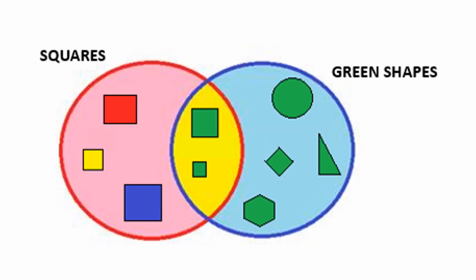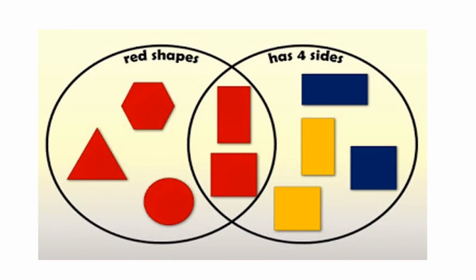We can use Venn diagrams to sort shapes using different categories. So have a look at this completed Venn diagram. We can see the categories are squares and green shapes. So all the squares go on one side, all of the green shapes go on the other side, and in the middle part of the Venn diagram are shapes that are both squares and green shapes. Having a look at this shape Venn diagram, the categories are red shapes and shapes that have 4 sides, so similar to what we just did together. And the middle section of that Venn diagram, where it overlaps, is shapes that have both of those categories.